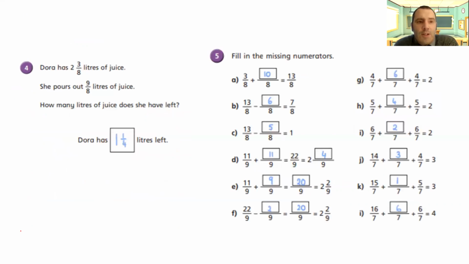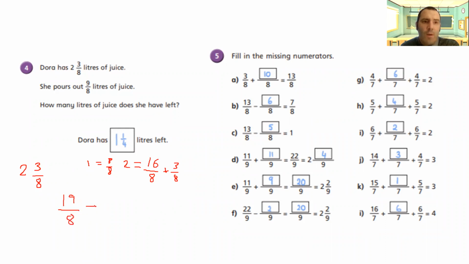So Dora has 2 3/8 of a litre of juice. She pours out 9/8. Working this one out is very similar to what we've just done. So 2 3/8, I need to turn this into an improper fraction. So 1 is 8/8, 2 is 16/8. And I've got the 3/8 I need to add on as well, which will give me 19/8.